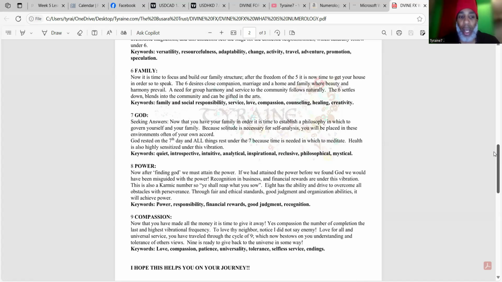which to meditate. Health is also highly sensitized under this vibration, and almost bar none, whenever I meet anybody who's in a 7 month, 7 year, they tend to have health issues, including myself. I'm currently in a 7 year now, and this year I've had some health challenges. Things I was able to use natural herbs to cure myself of, and I'll even tell you guys I had shingles. Right, I had chicken pox when I was young, and it ended up developing into shingles. I had it this year.